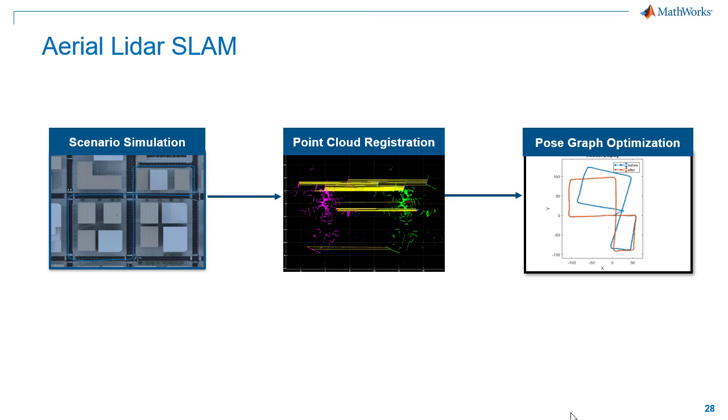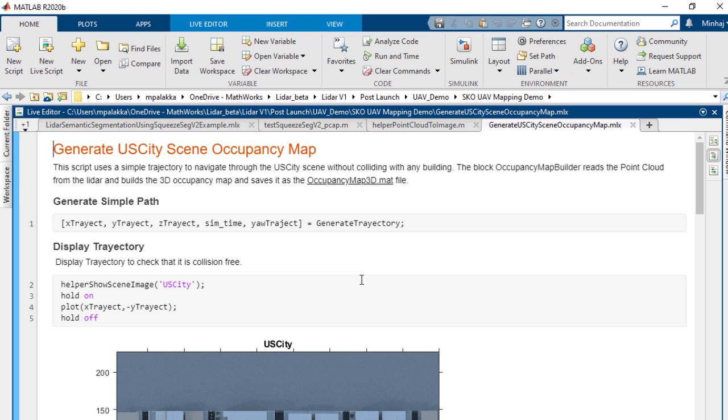Our workflow starts with simulating the city environment with a UAV in it. After that, we'll register point clouds based on feature descriptors extracted from each point cloud. Finally, we'll implement pose graph optimization to correct the drifts that happened in the registration step and build the complete map. Let's start with simulating the environment.